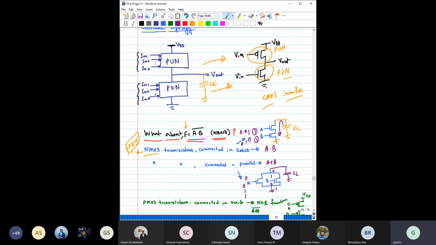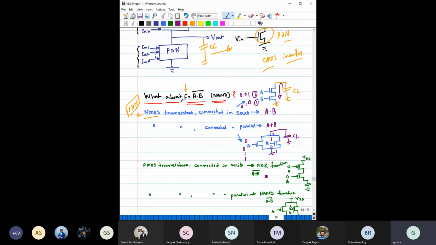But we are discussing CMOS. When you're discussing CMOS, definitely we should have PMOS and NMOS. We have discussed what will happen with NMOS. Now let us see what will happen for PMOS. When you say PMOS, in your mind it should come that PMOS is the pull-up network. It cannot be used as a pull-down network. Pull-up network means if you connect these PMOS transistors in series, it will look something like this. This is one PMOS, this is another PMOS, and this output is connected with this CL. So this output, or the CL, has to be charged.